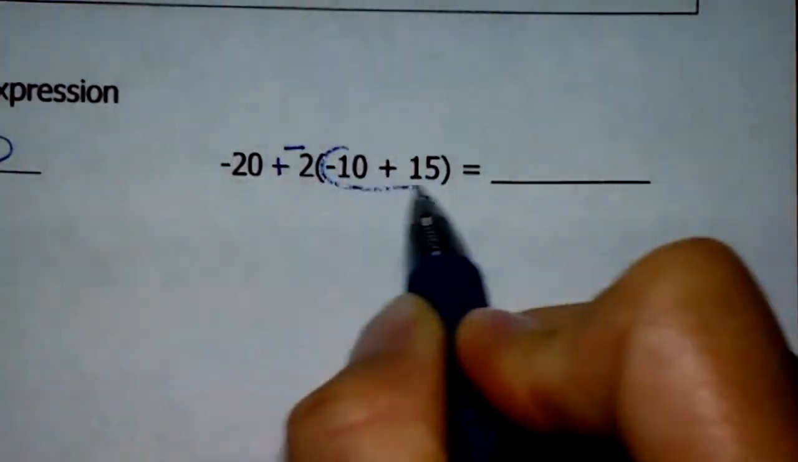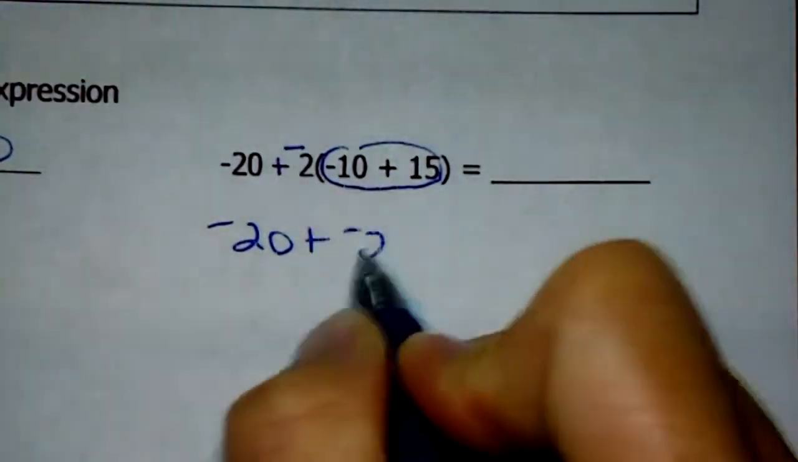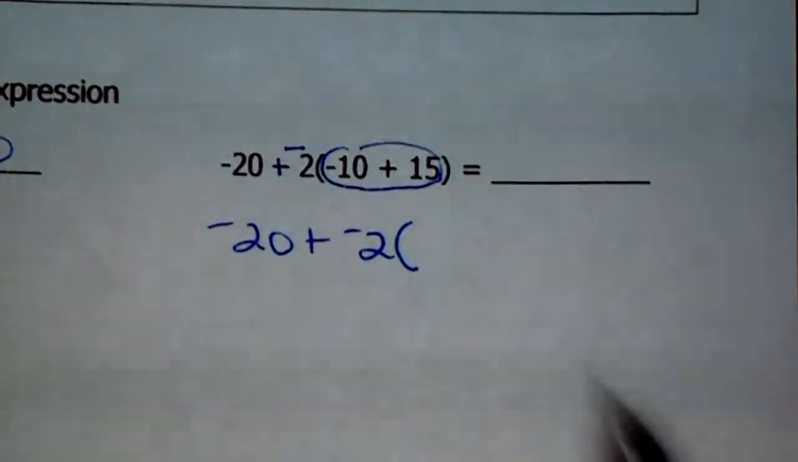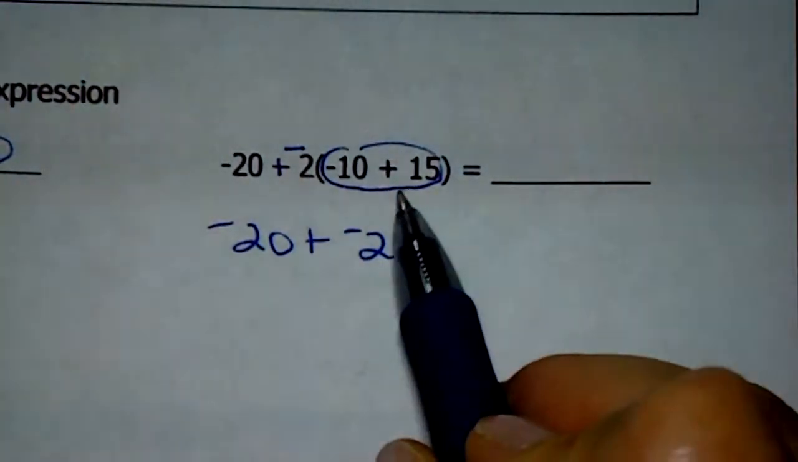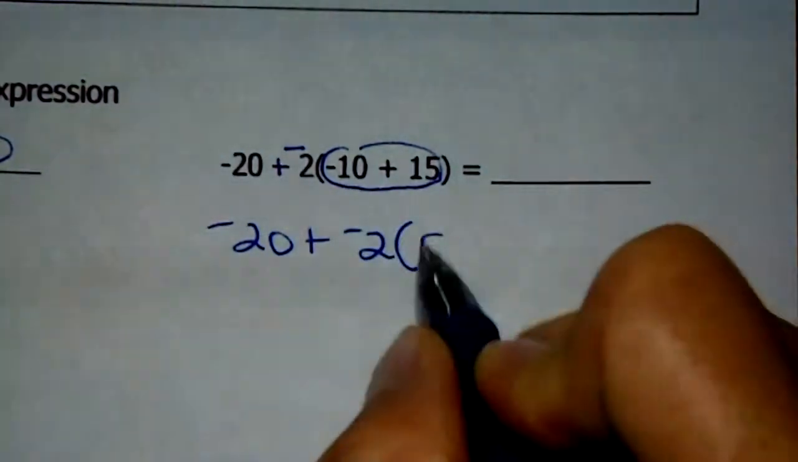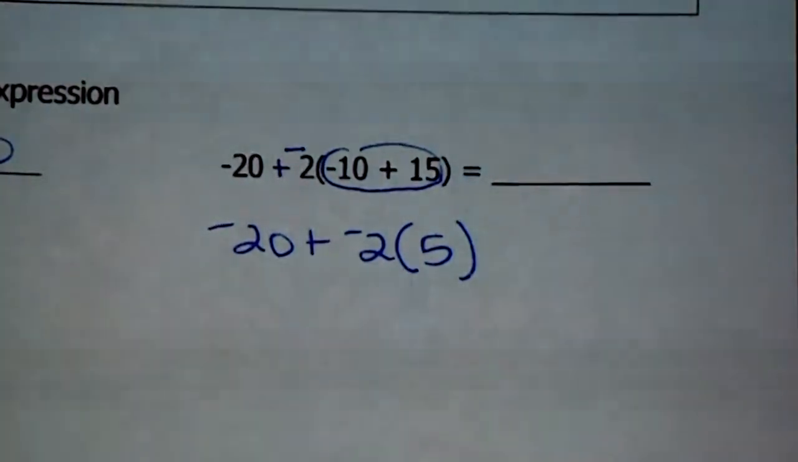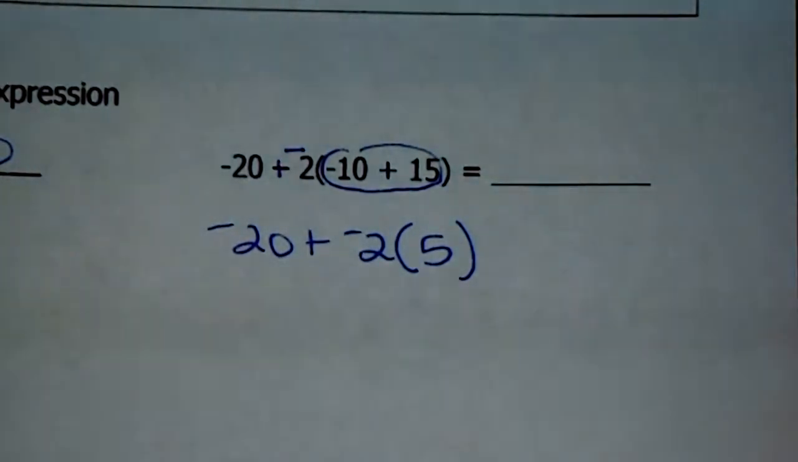So my first task is to solve this. I'm going to rewrite the rest of the problem because I'm not doing anything with that yet. -10 plus 15, when you have two unlike signs, we subtract the digit, so 15 minus 10 is 5, and take the sign of the greater digit, 15 is greater than 10. All right, next on our list would be exponents, and we don't have any of those. Next on our list is the MD, multiplication and division. And remember, when you have a number next to parentheses, that means multiplication, right?